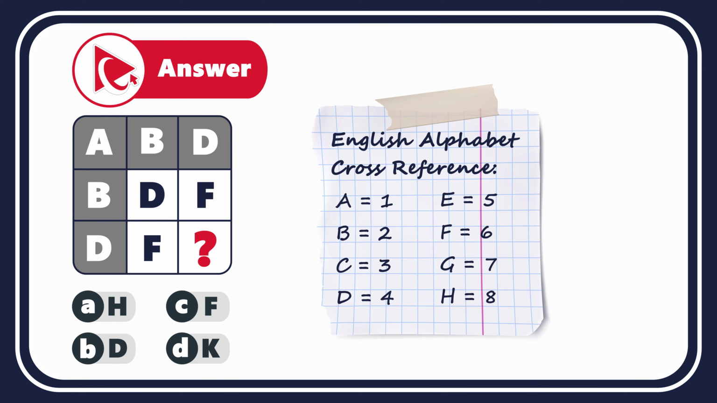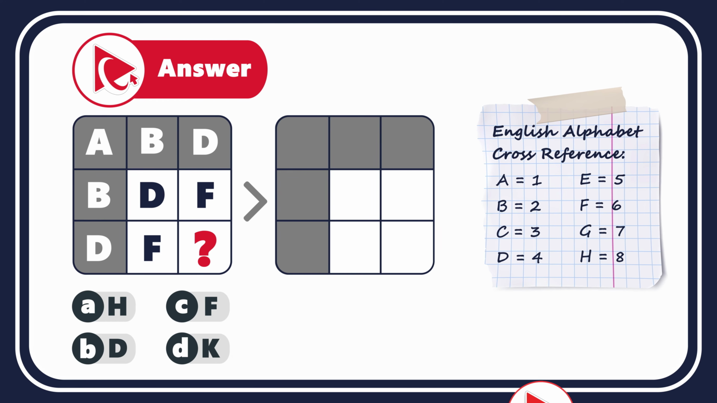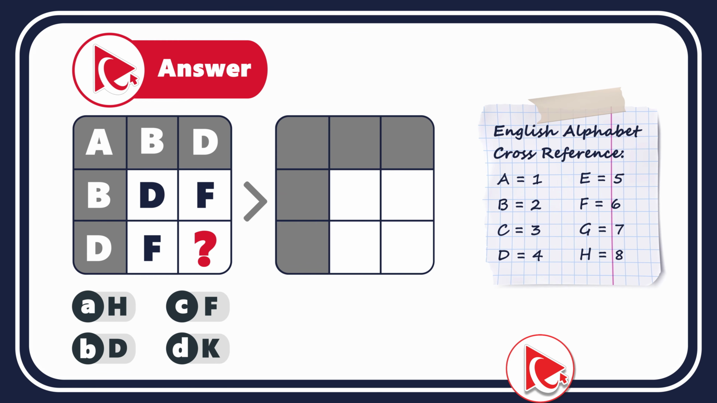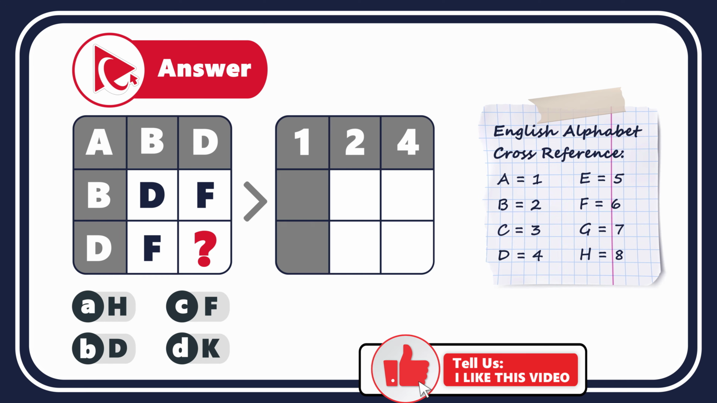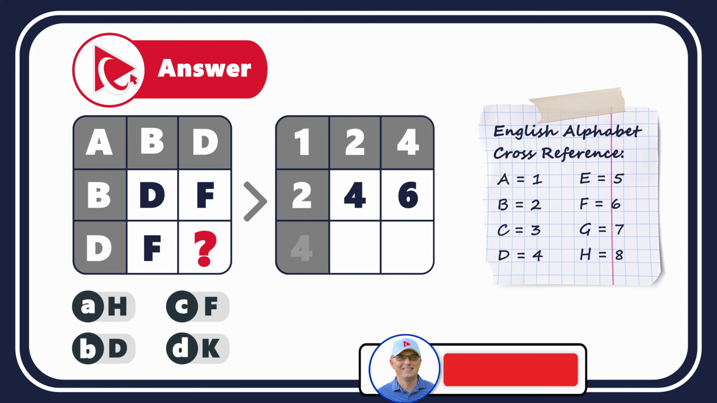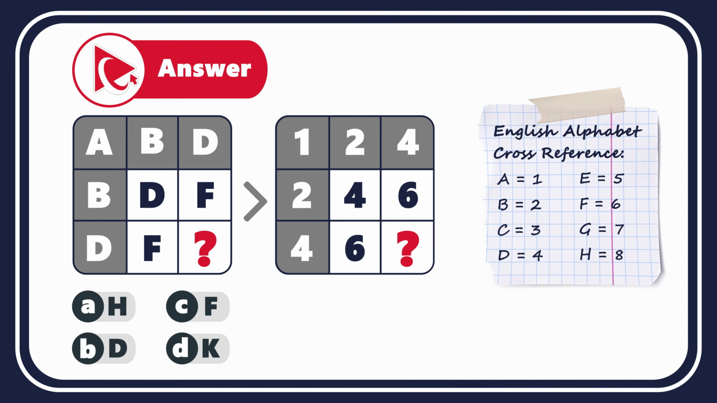If we follow this logic, we can replace all letters in all three rows with the numbers. So for the first row, the numbers will be 1, 2, and 4. For the second row, the numbers would be 2, 4, and 6. And for the third row, the numbers will be 4 and 6, and then the missing number. The next step is to determine what's happening with the numbers and how to calculate the missing number.